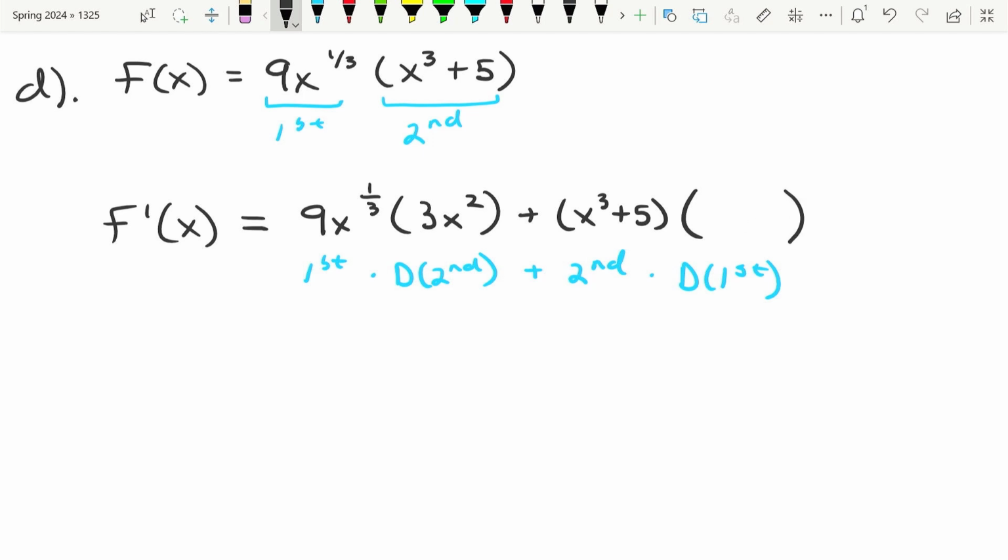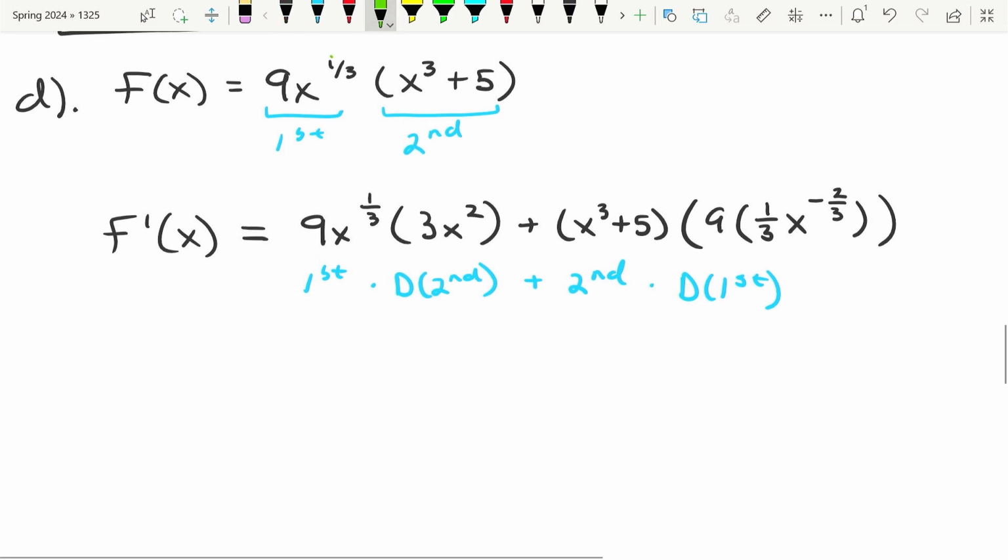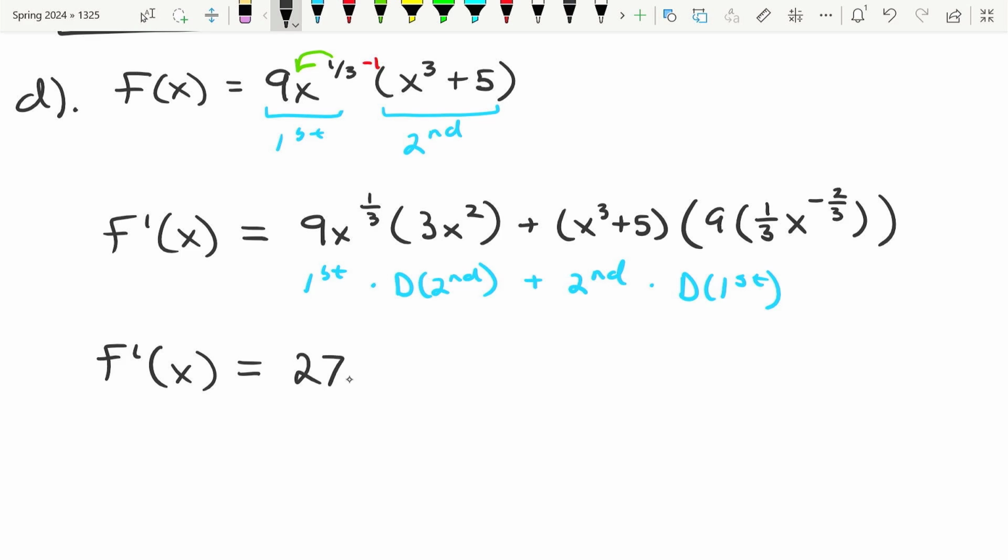To take the derivative of the first, that's the 9x to the 1/3 power, it's going to be 9 times 1/3 x raised to the negative 2/3 power. So that's again coming from the fact that I had to bring the 1/3 out to multiply times the 9 and also subtract 1 away from the exponent. Let's do some cleanup here on the numbers that we have. f prime of x will equal, starting with the 9 and the 3 multiplied, to 27x.